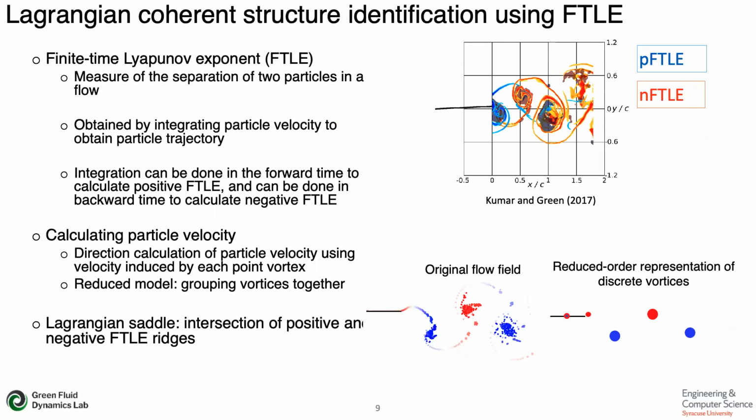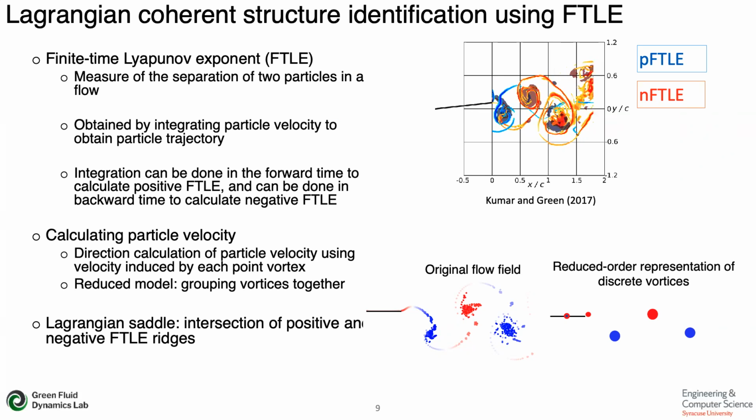So we have seen that although the two motions produce very similar wake structure, the instantaneous thrust they produce is significantly different. In order to uncover the physics that may be hidden in the conventional Eulerian flow analysis, I am here using the finite time Lyapunov exponent to identify Lagrangian coherent structures. So FTLE is basically a measure of the separation between particles in a flow. The FTLE field is obtained by integrating particle velocity to obtain particle trajectory. The particle velocity is directly calculated here using the velocity induced by each point vortex in the flow field.